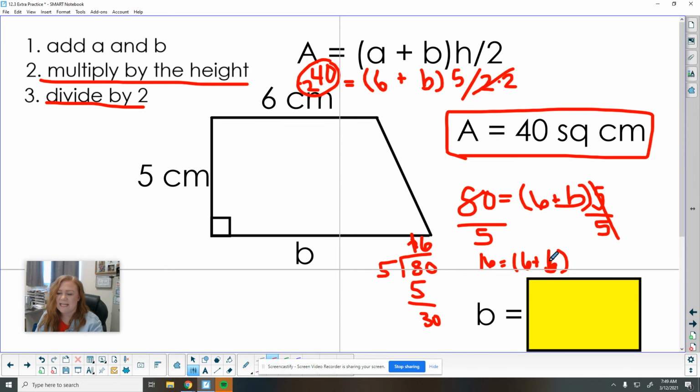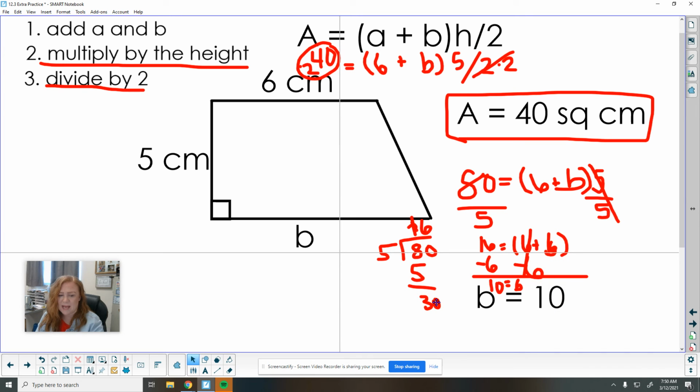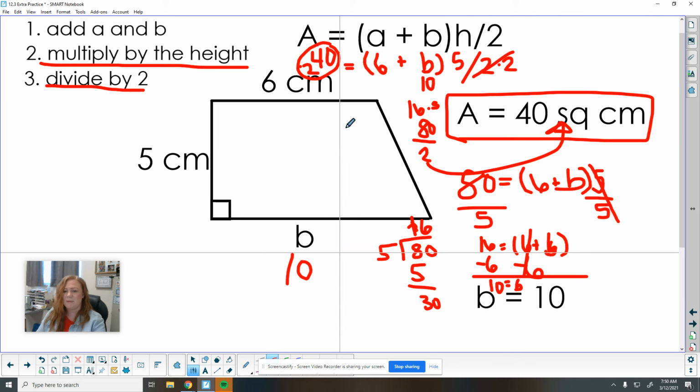Well, the opposite of adding 6 is to take away 6. So these cancel out. 16 minus 6, so 10 equals B. So let's see if we're right here. Another way, if it doesn't just give you an answer, is to plug it in and check. So I would do 6 plus 10 is 16, times 5 is 80, cut it in half is 40. So always go back and plug it in and see, does this make sense?